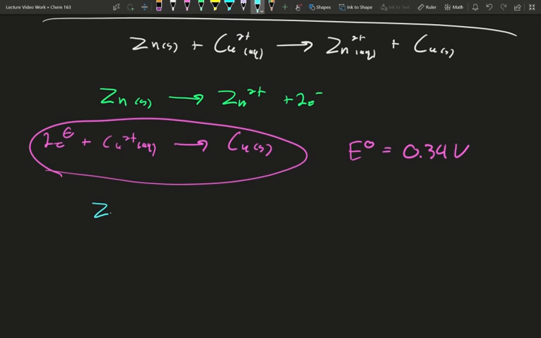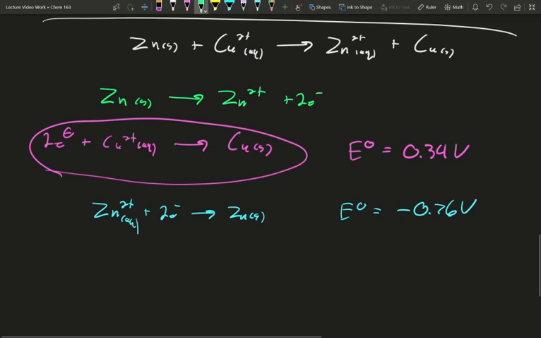In the table, we actually had zinc 2 plus 2 electrons becoming zinc solid. And this had an E naught of negative 0.76 volts. Well, the reaction we actually want for what our cell is doing is the reverse of that. So we have to flip this. There's nothing wrong with that. We can flip a reaction around, no problem.